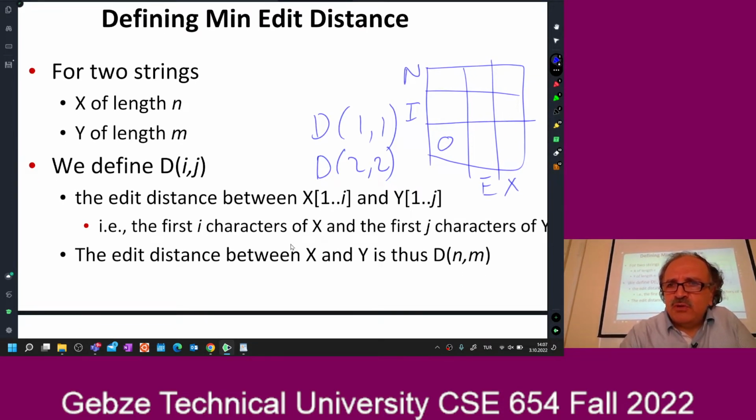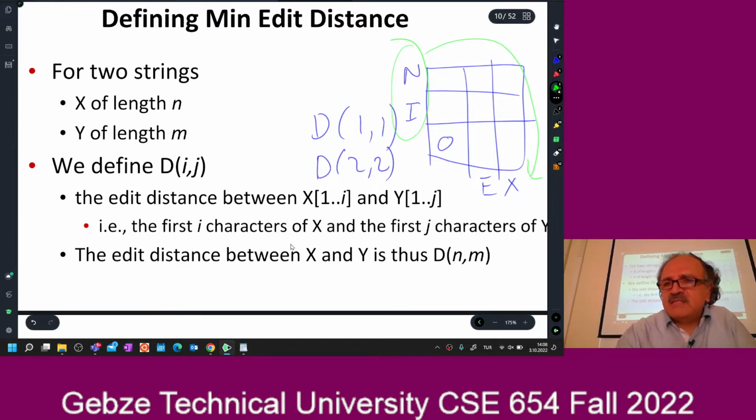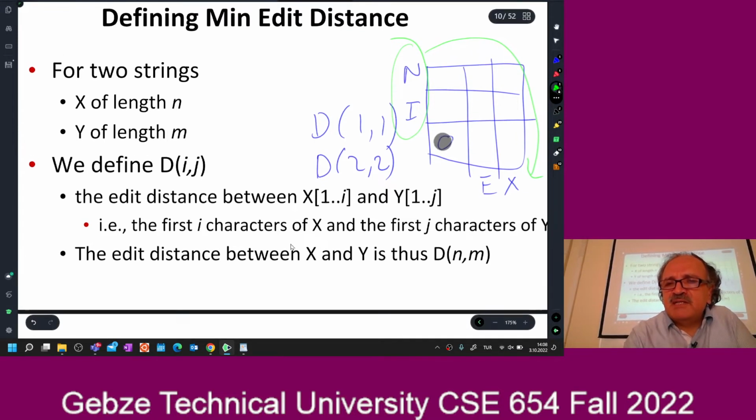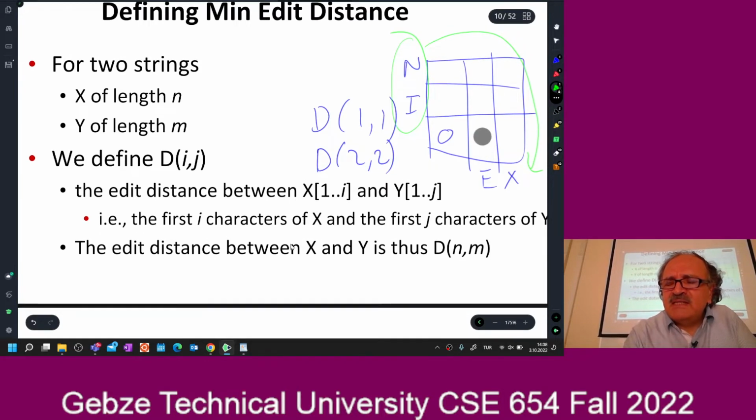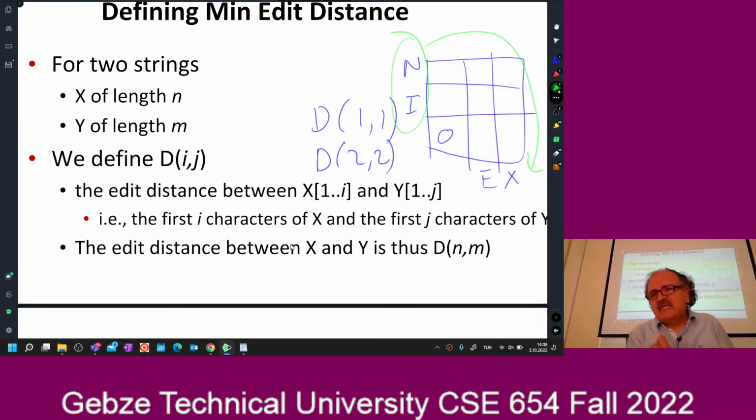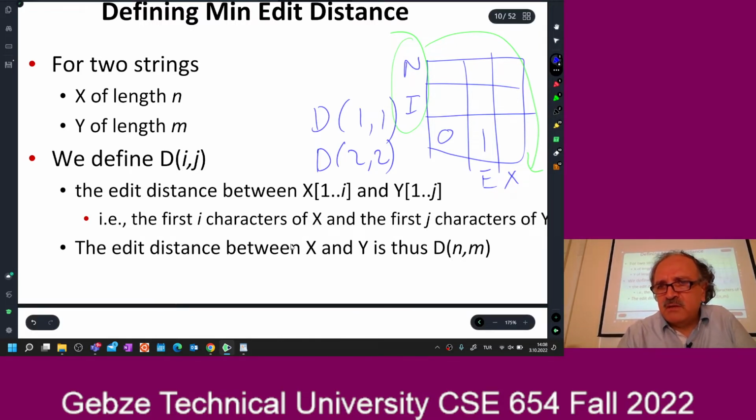I am trying to convert this to this. Okay. So this is the edit distance between two null strings. What does this box represent? It represents the edit distance between a null string and the string of E. How do you convert a null string to an E? I make an insertion. The cost of insertion is 1.